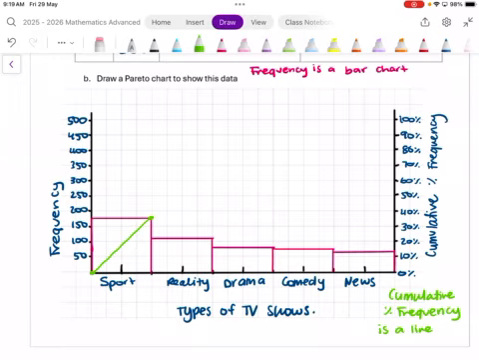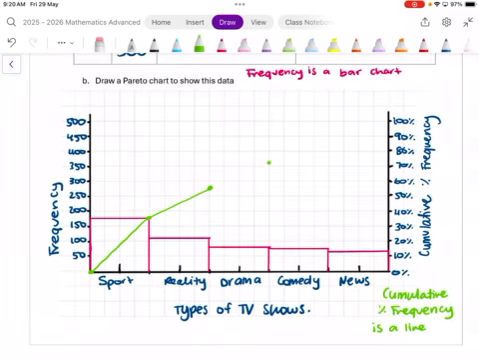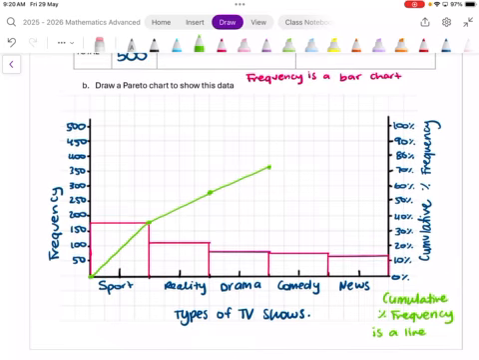Okay, now we're doing our cumulative percentage frequency. So for reality, we have 56.2% is where we want our dot to be, that we draw our line at. Okay, then what we have for drama is 71.8%. So that's there. Okay, we have comedy is 86. And then finally, our news is at 100%.